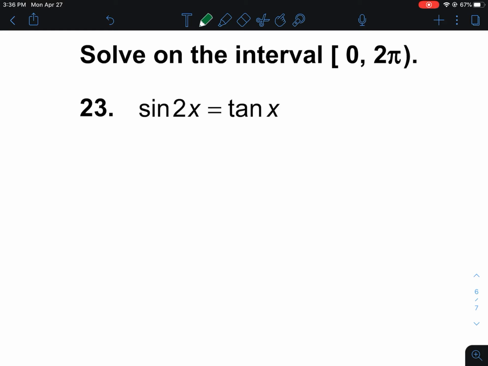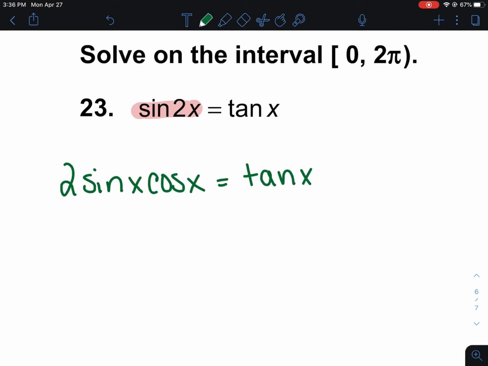23, we have a double angle equation. We have sine of 2x equals tangent of x. I notice here that that's an identity, so I'm going to use my identity sheet, and I'm going to change that right away to 2 sine x cosine x, something that's a little bit easier to work with.